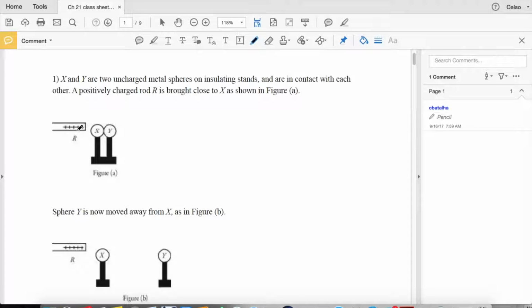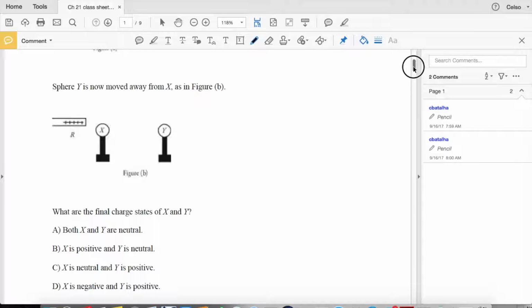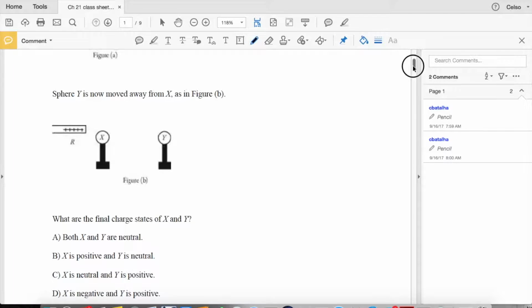So this is the positively charged rod, and then you have two uncharged spheres, right? And they are in contact. So when you bring this, what's going to happen? Oh, so you bring the rod, and then you separate those two, and then you have questions. What's the final charge in X and Y?